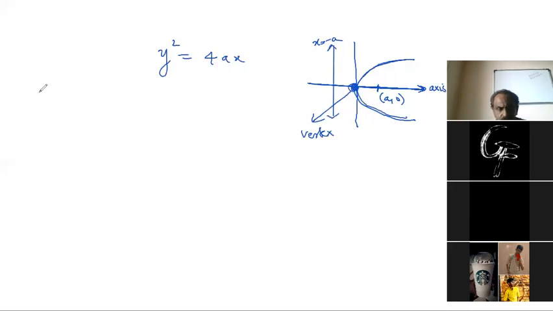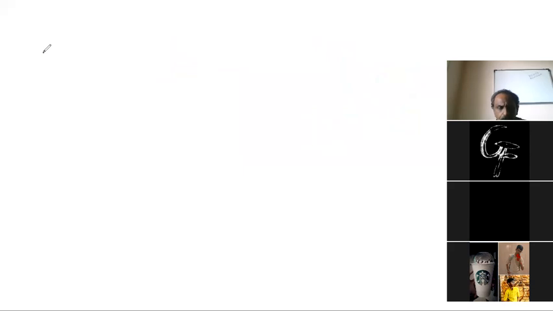So first thing, let me revise from the beginning. What do you mean by focus? What do you mean by directrix? What do you mean by axis of the parabola? What do you mean by vertex of the parabola? These four definitions. What is the definition of focus? What is focus of a parabola?